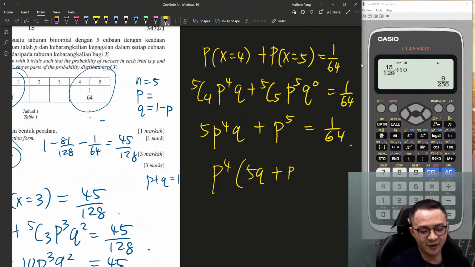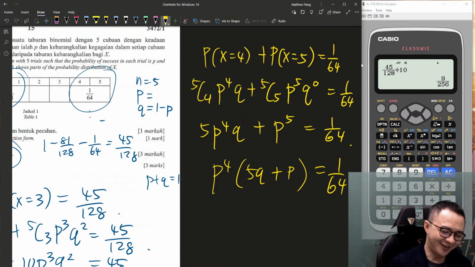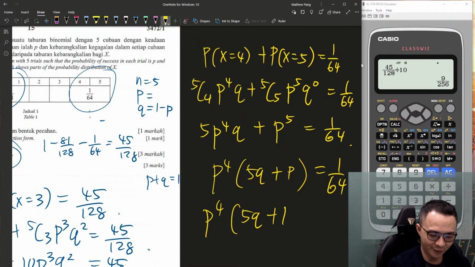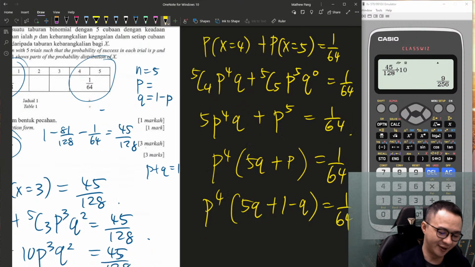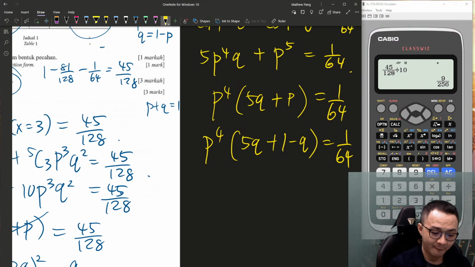Oh, okay. Yeah, I think about something. Q is basically 1 minus p. P is actually 1 minus q, right? Try and see whether can get or not. So p4, this one should be 4q plus 1 equals to 1 over 64.